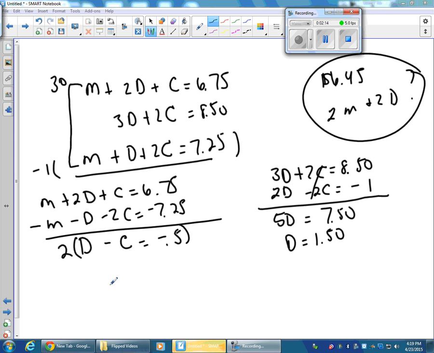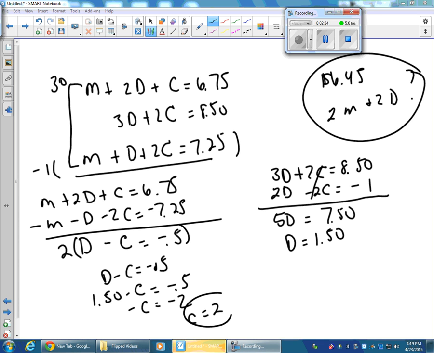Go back to one of these equations like this one. D minus c equals -0.5. That's hard to read. So $1.50 minus c equals -0.5. Subtract $1.50 from both sides, you get -c equals -2. So c equals 2. So coffee costs $2, donuts cost $1.50.